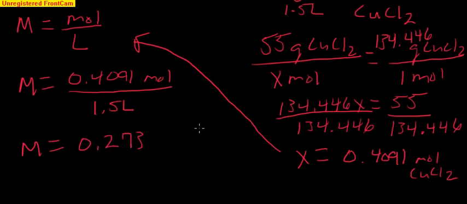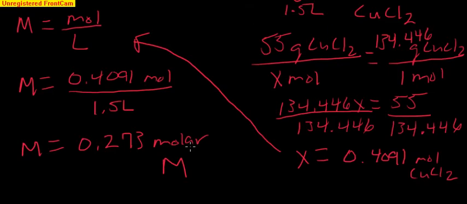0.273 molar. So for molar, you can either write out the word molar, or you can just write a capital M. I know this kind of seems redundant right here because I've got a capital M on the left and then I've got a capital M on the right, but this is technically the unit, so you can either write the word out molar or you can put a capital M. Either one of those will be sufficient.